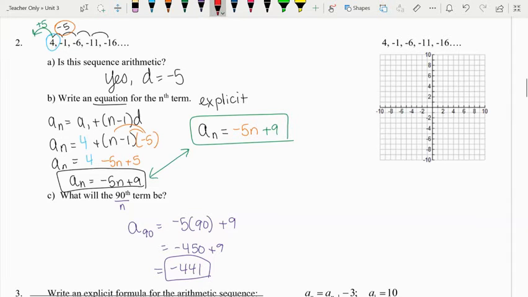Now, if we're going to graph this, remember this is kind of like a linear thing, but we don't actually draw the line, right? So remember, this is the first, second, third, fourth, fifth term. So we use those as our x's. So 1, 4; 2, negative 1; 3, negative 6; 4, negative 11, and then it would be off. Again, do not connect those because it's not a line. We're just talking about the sequence.